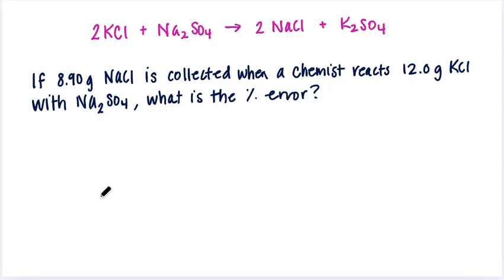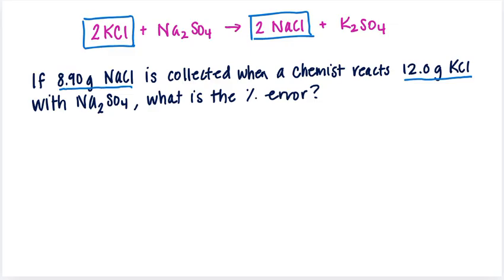So again, I'm going to start these problems the same way every time. I'm going to identify the 2 substances that I care about the amount of, and I'm going to find them in the balanced equation. The first substance is KCl, so I'm going to find that in the balanced equation. And the second substance that I care about the amount of is sodium chloride.